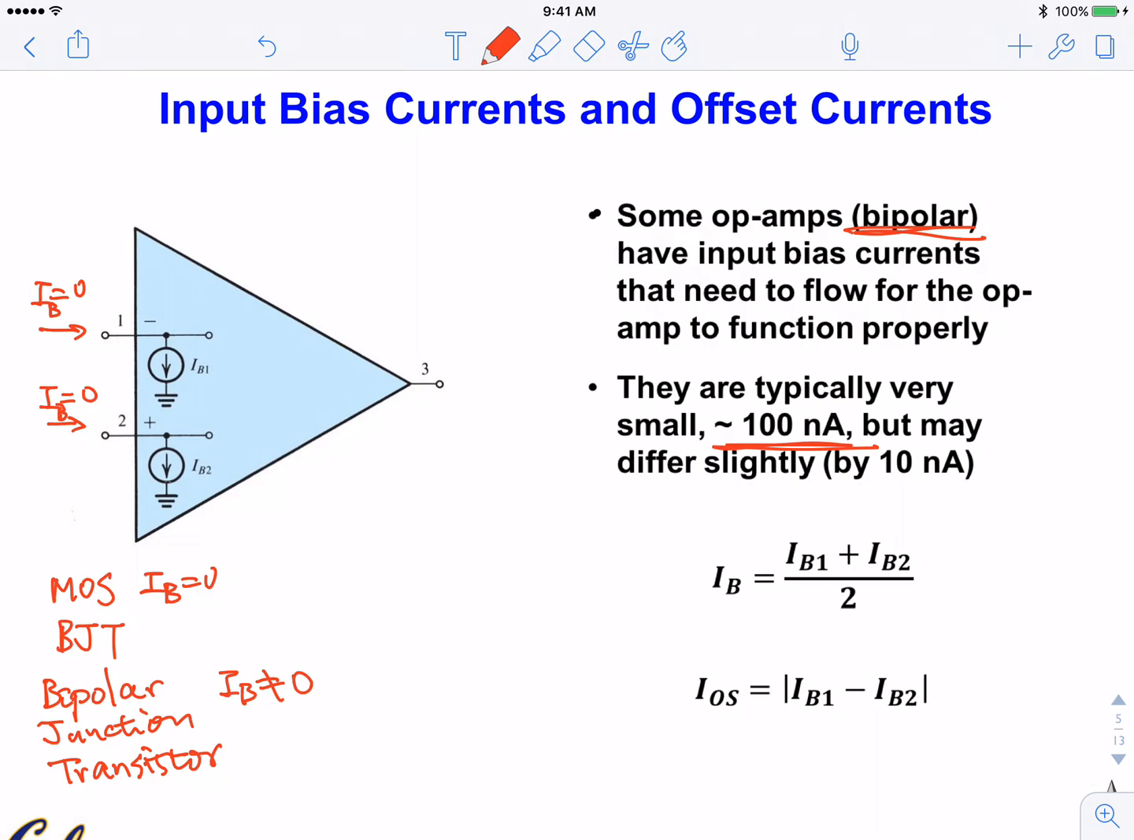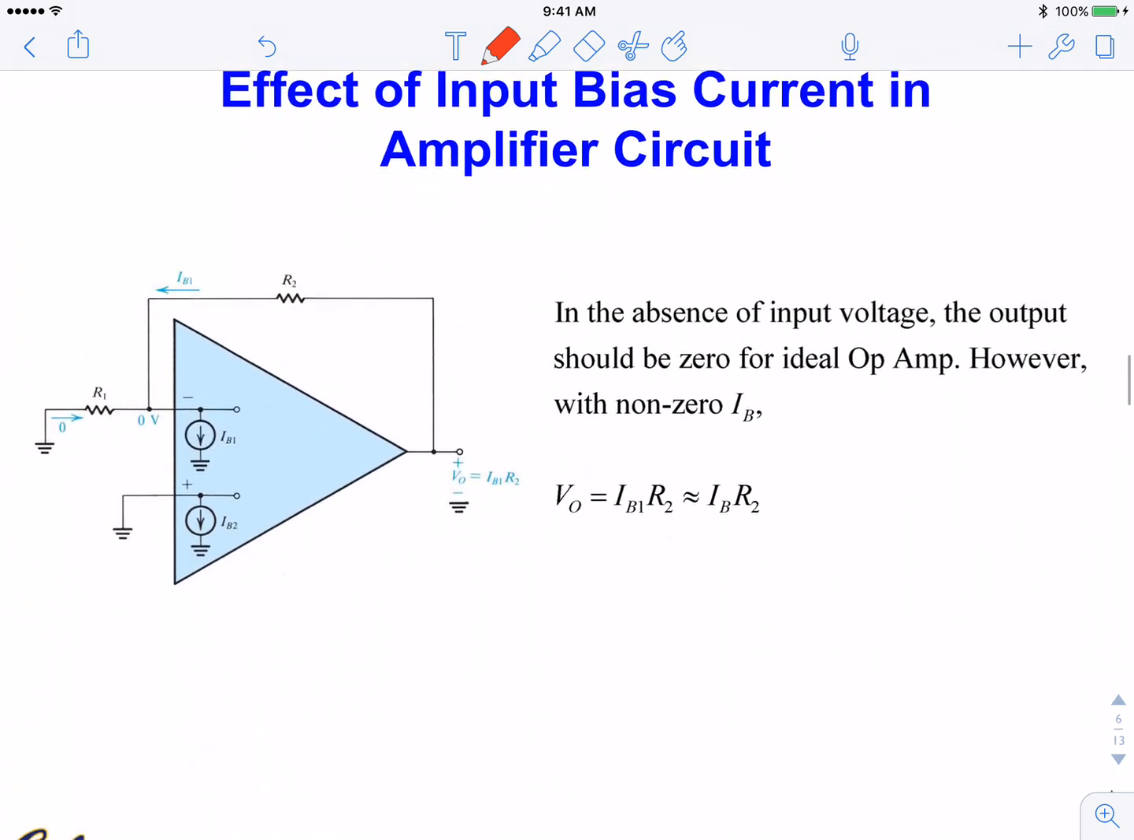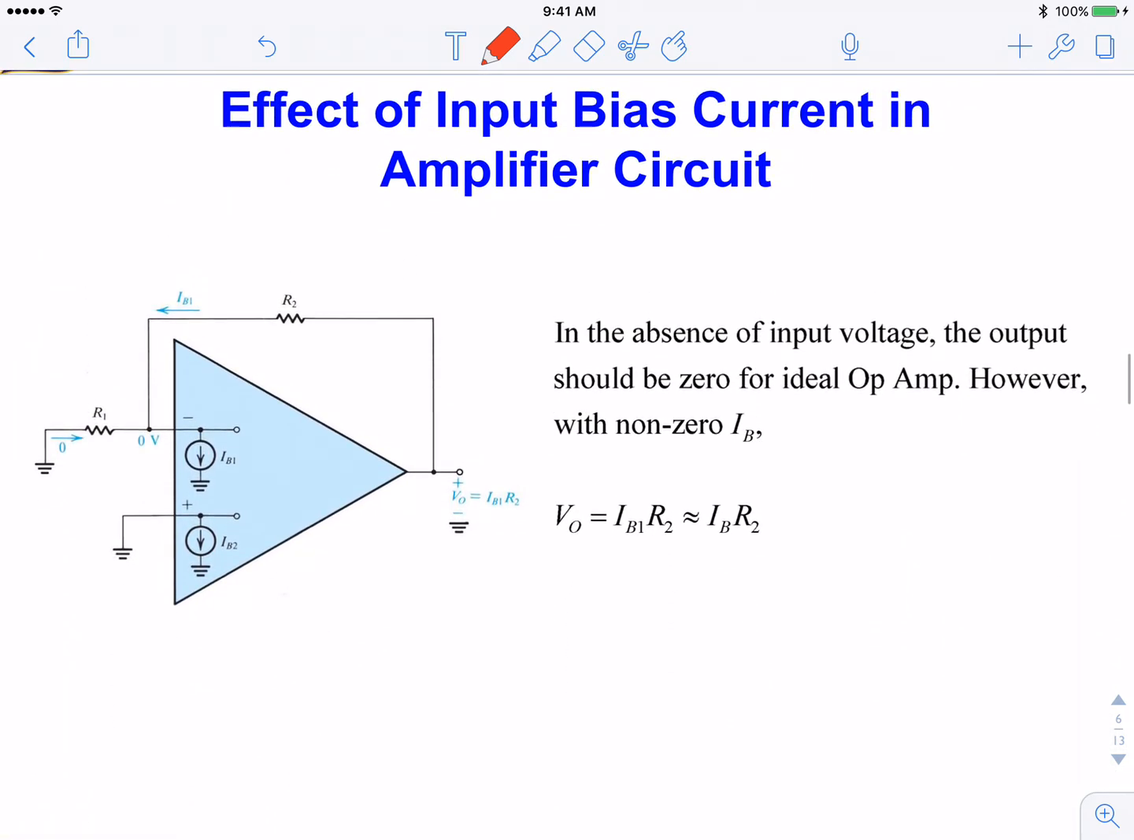When they are not 0, IB1 minus IB2, the difference between the two of them, we call offset. So this offset is not 0 either. These are about 10 times smaller. So they are matched to within 10%, but they are not 0. Okay. So for now, remember each of them is about 100 nanoamp and the difference is 10 nanoamp. So what is the impact? Here is the impact.